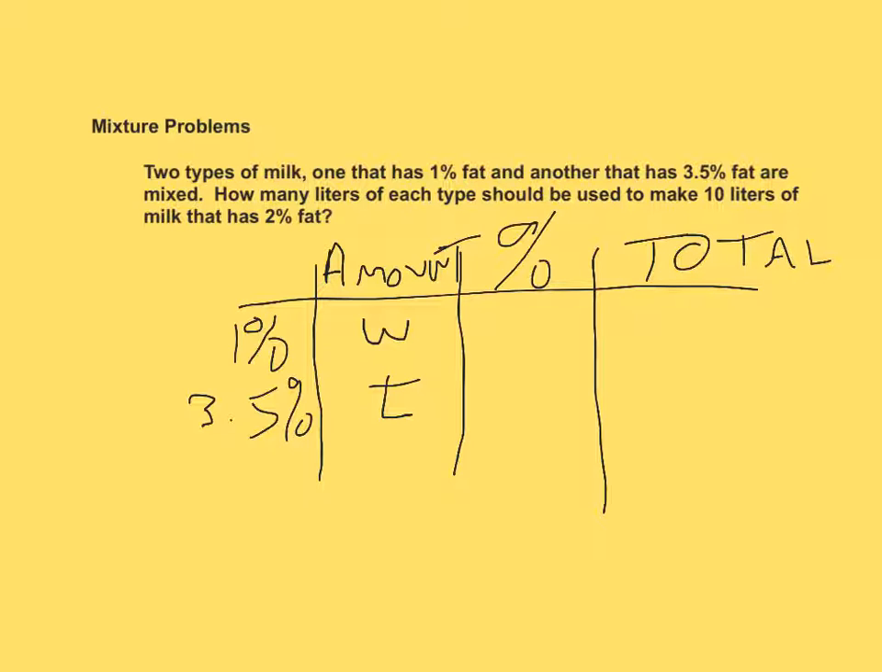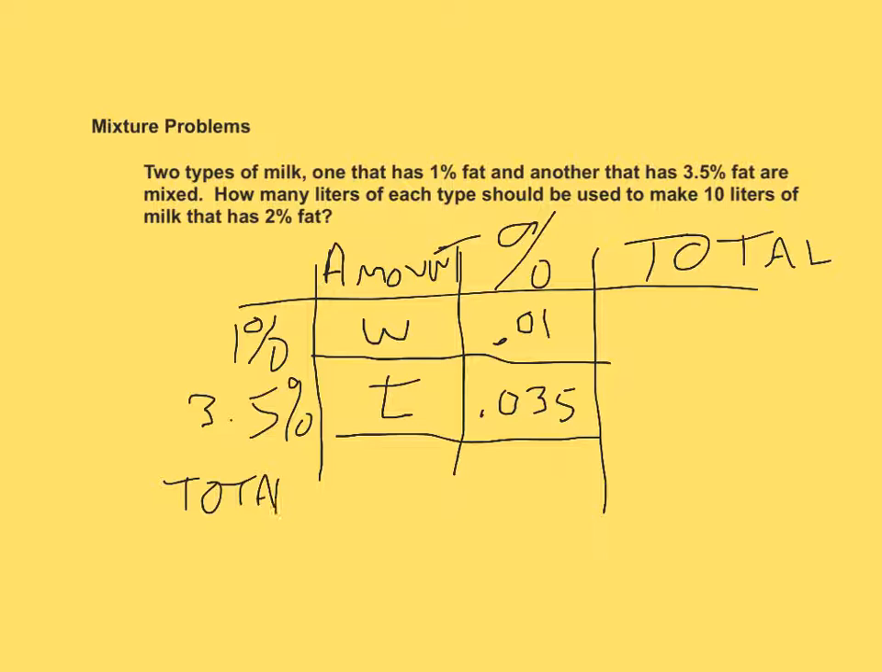Now what percent of the 1% milk is fat? 1%. So I'm going to write that as a decimal, 0.01. And the 3.5% is 0.035. So generally for a lot of these systems problems, you fill in these 4 boxes, and then the rest of the boxes come from that information.